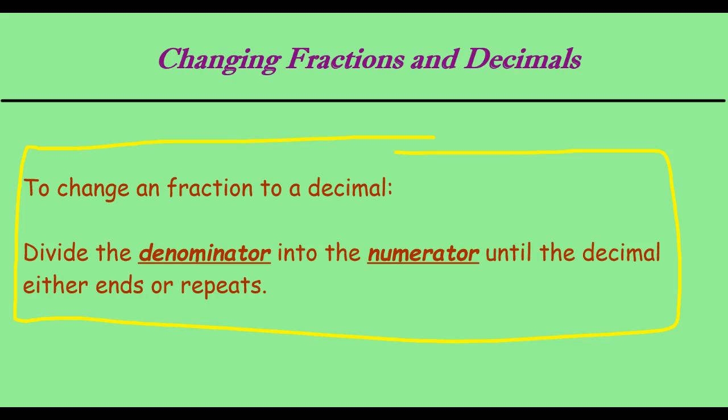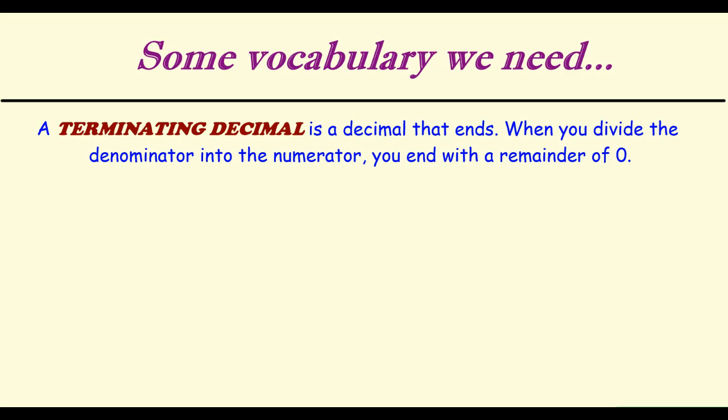So as was mentioned in this definition without really even talking about it, there are two types of decimals that we might come across. The decimals we're used to seeing are ones called terminating decimals. It's a decimal that ends.